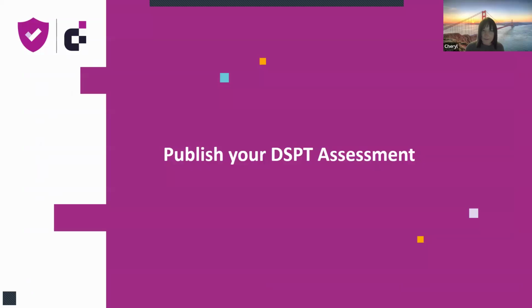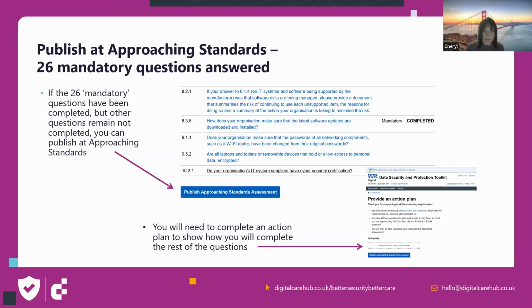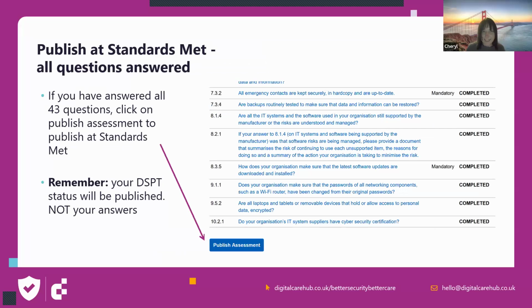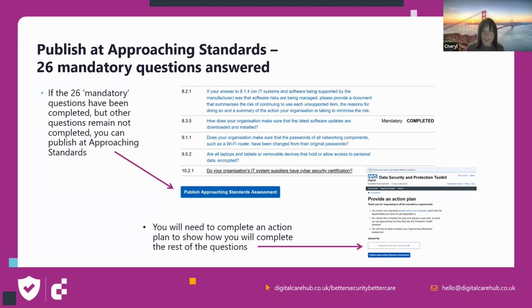Now we're just going to look at publishing your DSPT. If you're going to publish at Approaching Standards, you've completed the 26 questions there. The others may not be completed yet. You will then also need to complete an action plan on how you might get there. Just to say as well, with Approaching Standards, you can only publish that once.